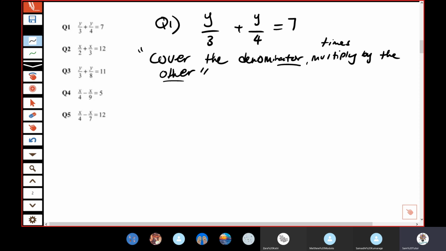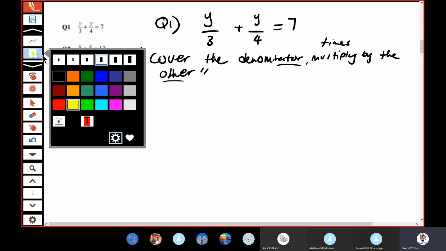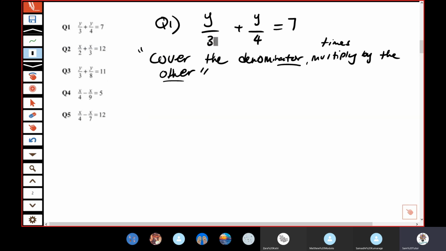So if I've got y over 3 plus y over 4 equals 7, the way it works is you cover this denominator. Cover that denominator, multiply that by the other denominator. So cover that, multiply that by the other denominator, which would be 4. So you're going to go y times 4. Do we understand that?